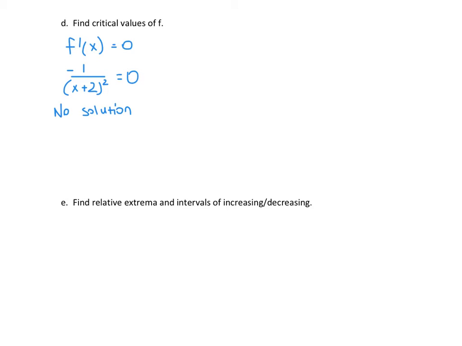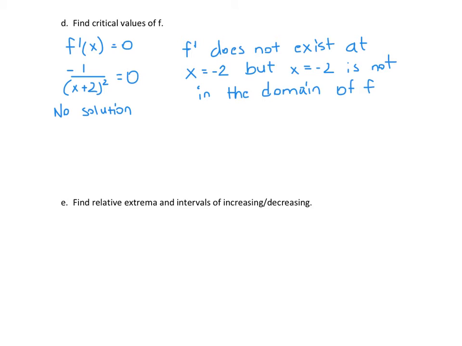Now let's think about when the first derivative does not exist. Well, we said that the first derivative does not exist at x equal to negative 2. Negative 2 was not in the domain. But x equal to negative 2 is also not in the domain of the original function f. So therefore we have no critical values. We have no critical values because there are no x values that make the first derivative equal to 0, and there are no x values for which the first derivative does not exist that are also in the domain of f.